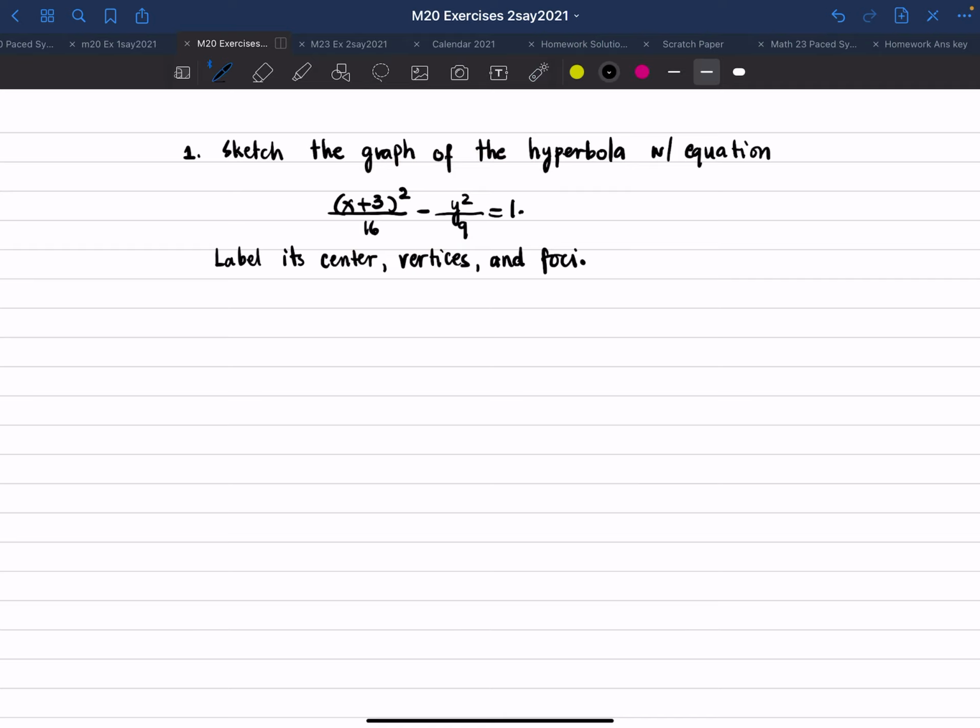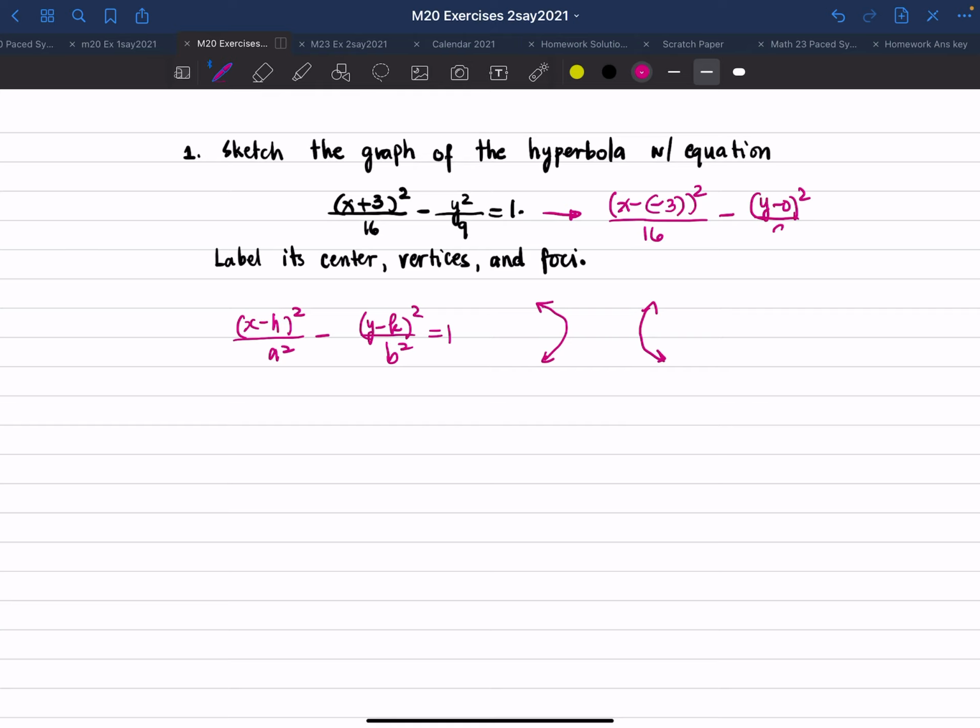And let us recall that if you have a hyperbola of this form, yung minus ang titignan. So, yung minus na kay y, so the hyperbola is horizontal hyperbola. And the center is (h, k). That's why in this case, let us rewrite this one. So, this is (x minus negative 3) squared over 16 minus (y minus 0) squared over 9 equal to 1.